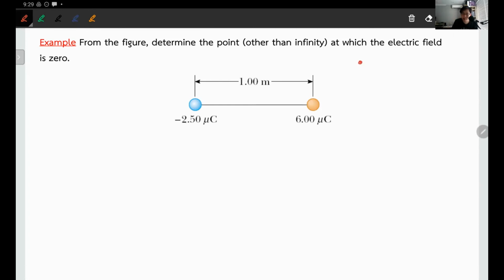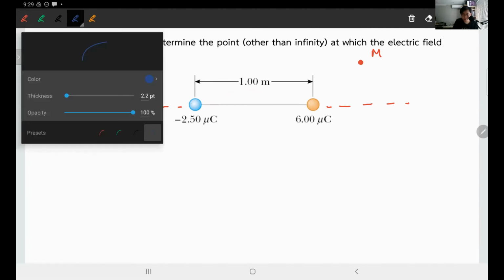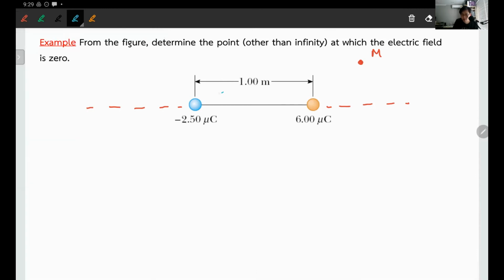The point where the electric field will be equal to zero has to be on the line connecting these two charges. Why? Because if you pick a point, let me call it point M, that is not on the line connecting these two charges, the electric field from the left-hand side charge, let me use a light blue for that one, what you are going to get is this.